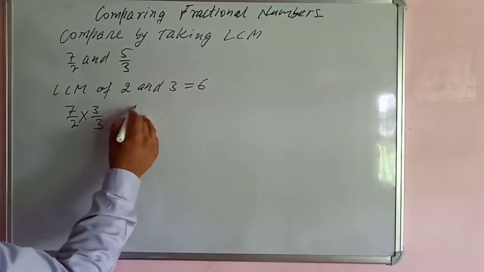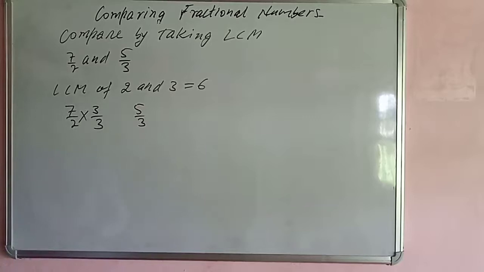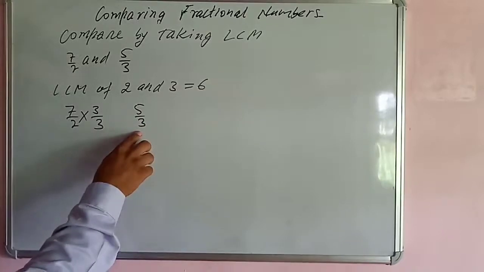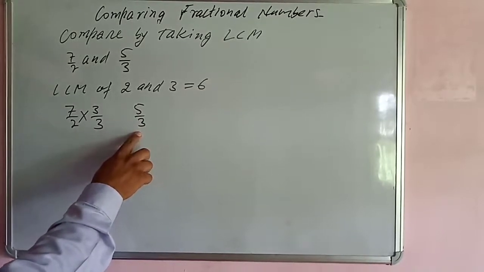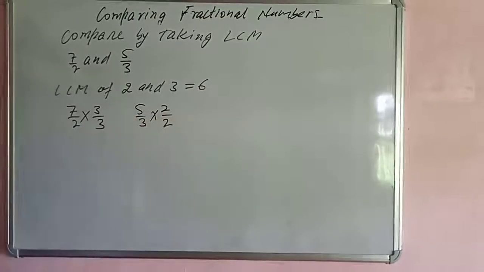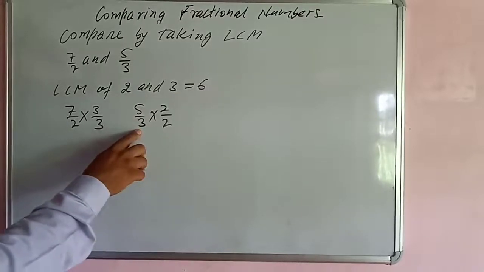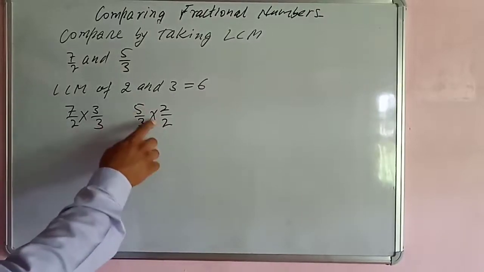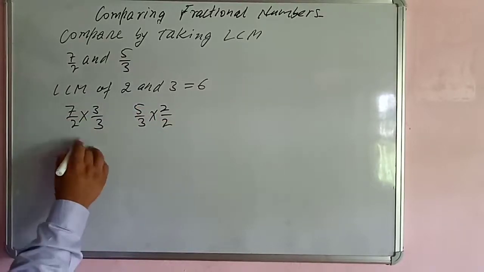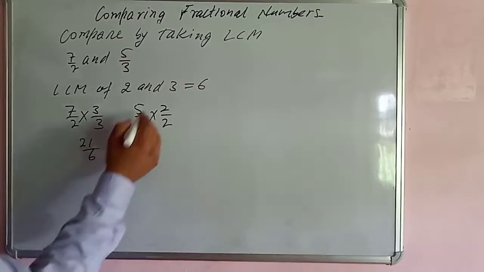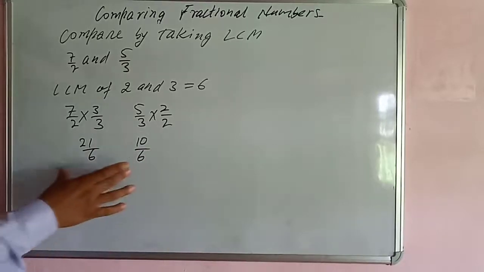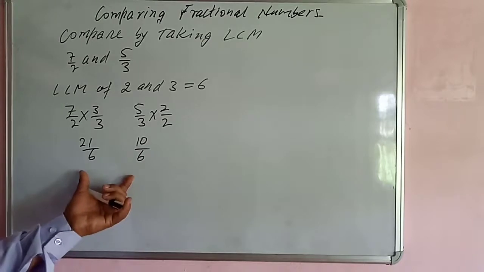The next fraction is 5/3. Now 6 divided by 3: the LCM is divided by the denominator, and the quotient we get is multiplied with both numerator and denominator. When 6 is divided by 3, we get 2 as the quotient. Now multiply both numerator and denominator with 2. So 7 times 3 is 21, 2 times 3 is 6, 5 times 2 is 10, and 3 times 2 is 6. Now see that these are converted into like fractions.